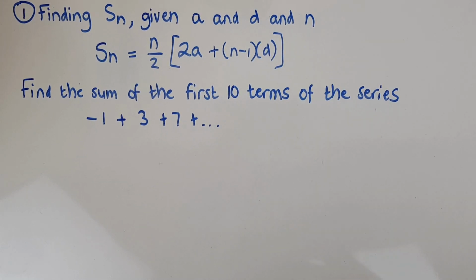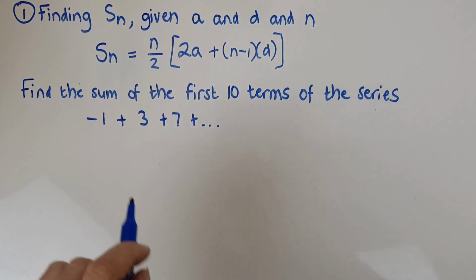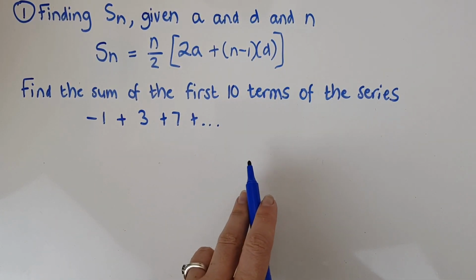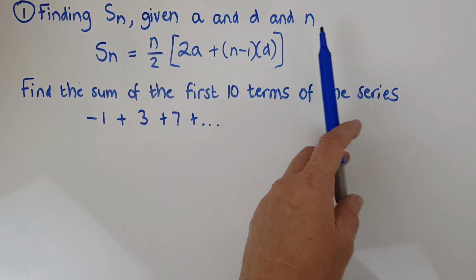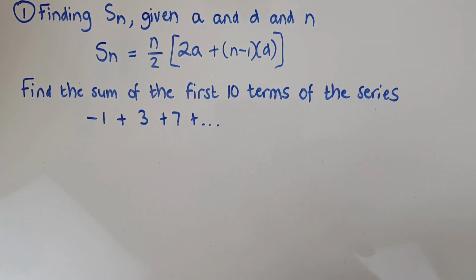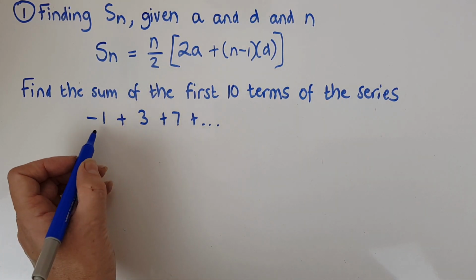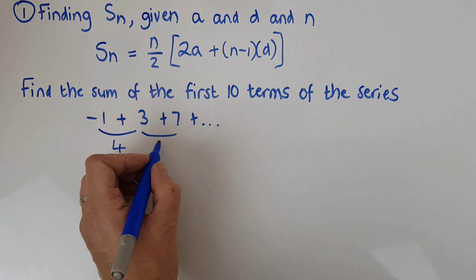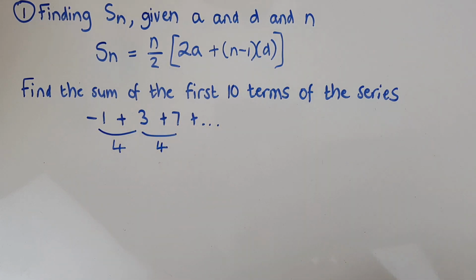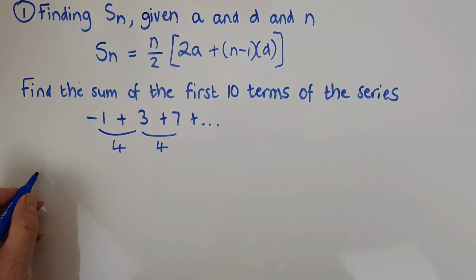And there's the question. So I need to find the sum of the first 10 terms of the series that goes like that. I'm actually already given A, D, and N, but I do have to do one little quick calculation to get the D. Okay, so it's arithmetic, and that one's difference is 4, and that one difference is 4, so we know where we're going with that. Okay, so I'm going to write this down with my 4 variables.